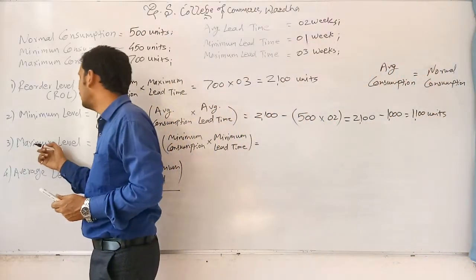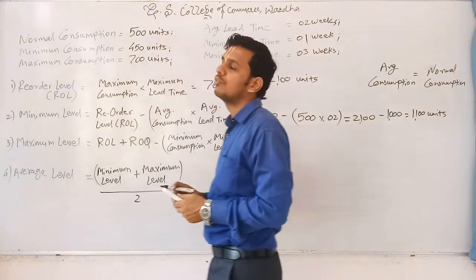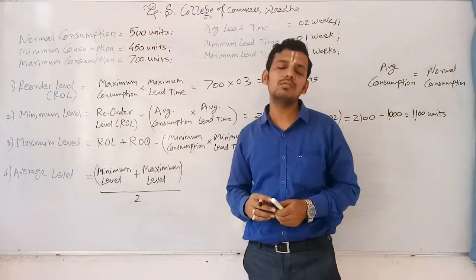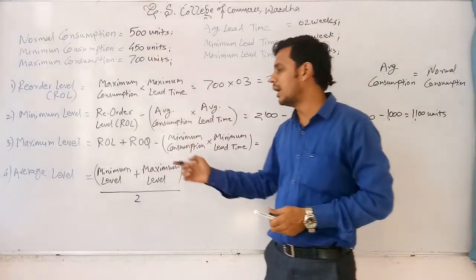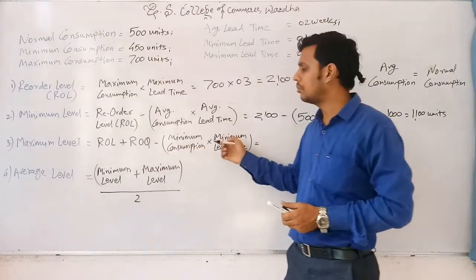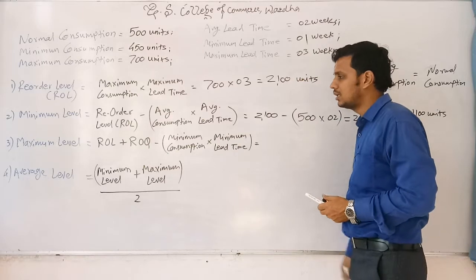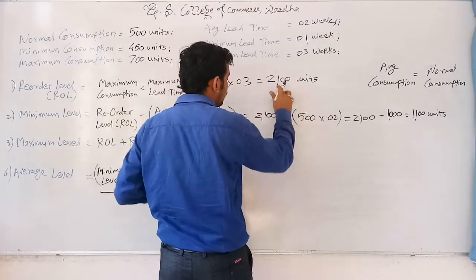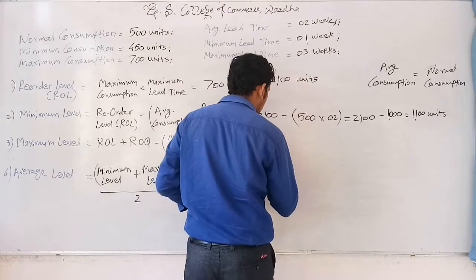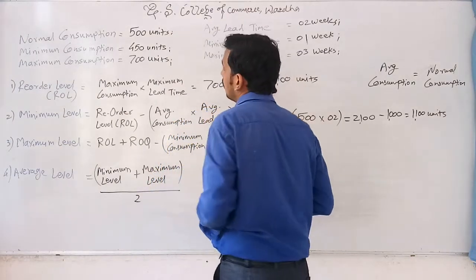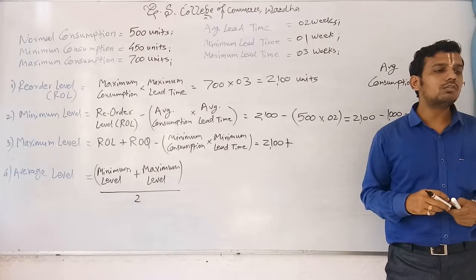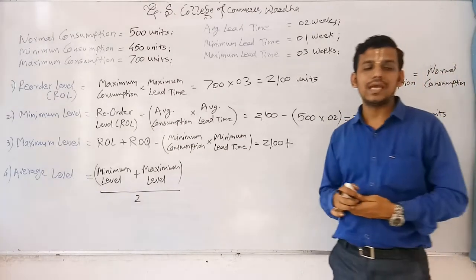Now we will start with the maximum level of stock. The formula for calculation of maximum level of stock is reorder level plus reorder quantity minus minimum consumption multiplied by minimum lead time. Here reorder level is already calculated by us as 2100 units plus reorder quantity, which is given in the question and is 800 units.